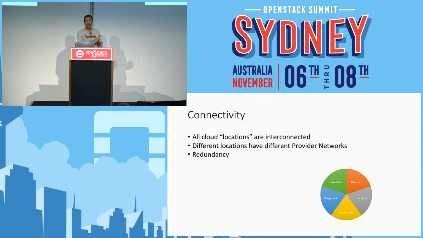Okay. Now that you've got assets in multiple places, it's really no use if you can't connect them together. And again, we're a networking company. We've got a really good network all over the US, and we've interconnected all of our locations. And each of our locations has a diversity in provider networks. Everybody here familiar with provider networks, I hope? Okay. So with these three capabilities, you now have the ability to have redundancy in your application.